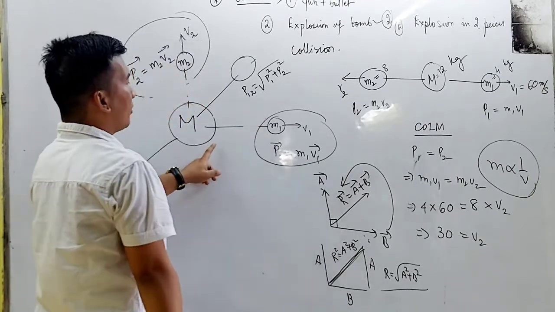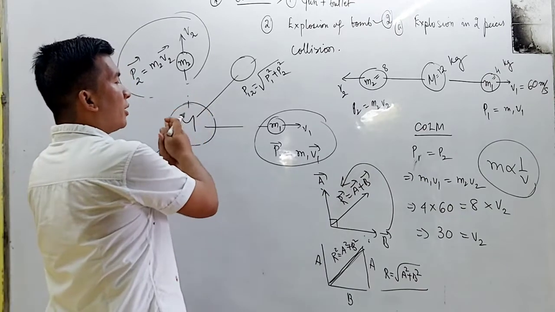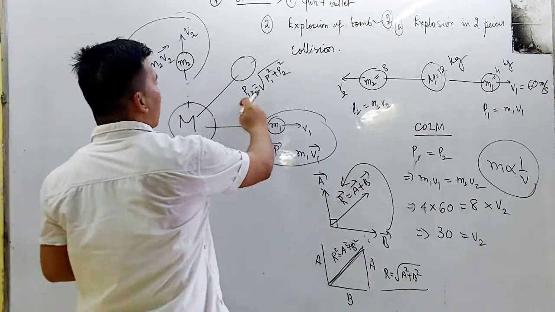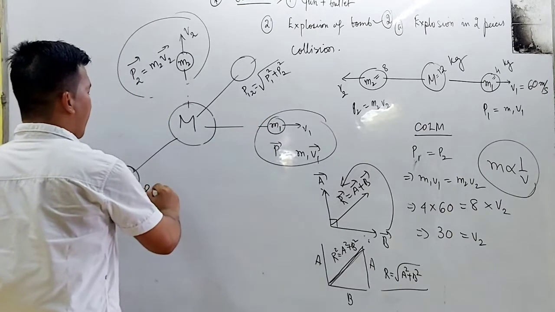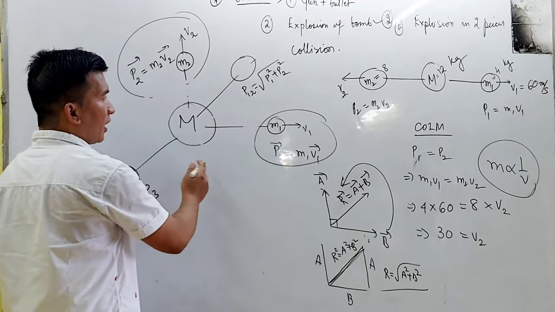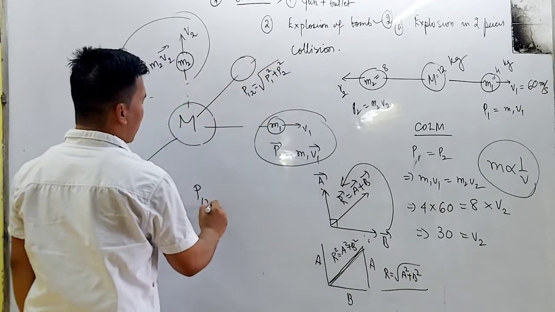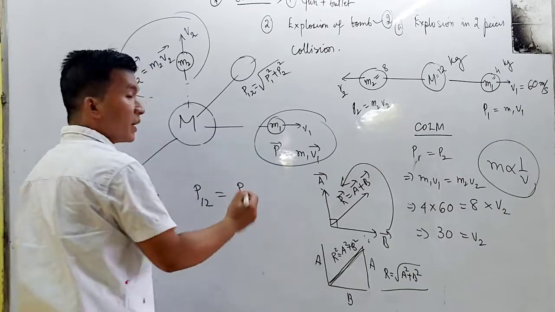We have mass M, it is exploded into two fragments. P12 on this side, P3 on this side. Then what will be the conservation? Your conservation will be very simple. This side opposite, and it will be P12 is equal to P3.